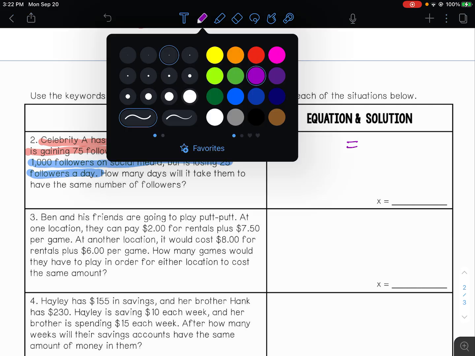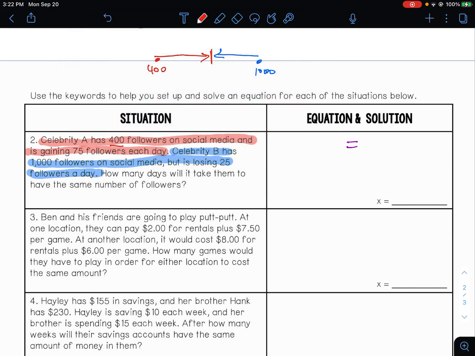Let's look at Celebrity A. They start off with 400 followers, and they gain 75 followers each day. That is our rate. So our rate is going to be 75 followers times the number of days, x. But they also started off with 400. Some of you may be thinking, can I have done 400 plus 75 each day? Yes, you could have. Same thing.